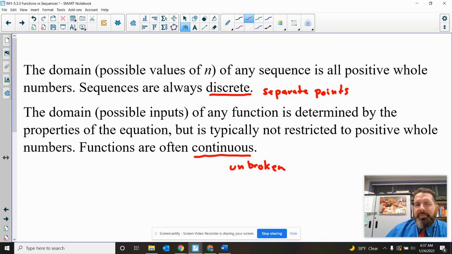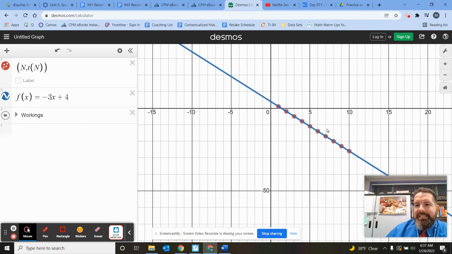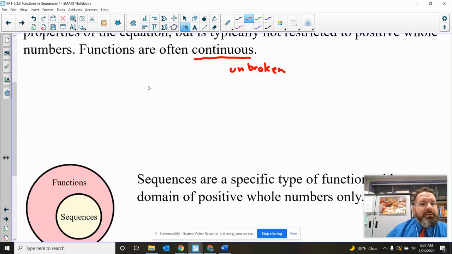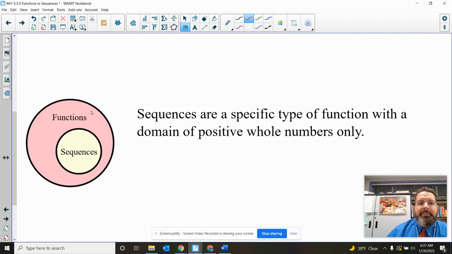Now, it's important to note here, these are not really two separate things. Notice how well the sequence lined up with the blue graph. Technically speaking, a sequence is a function. It's just a special type of function. It's easiest to see here if we look at this Venn diagram. So functions, that includes a whole broad swath of types of equations and number relationships. Sequences are a special type of function, a special type of equation and number relationship. And that's why sequences have that extra restriction that the only inputs you're allowed to use are positive whole numbers.